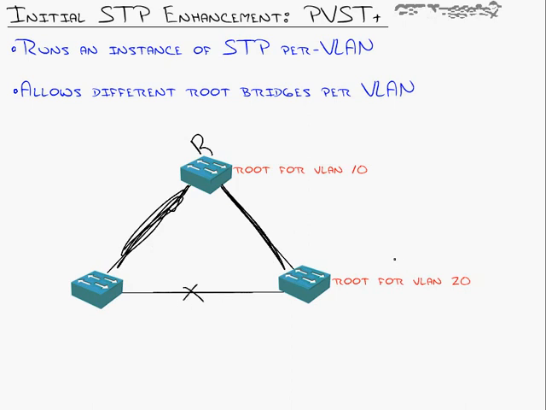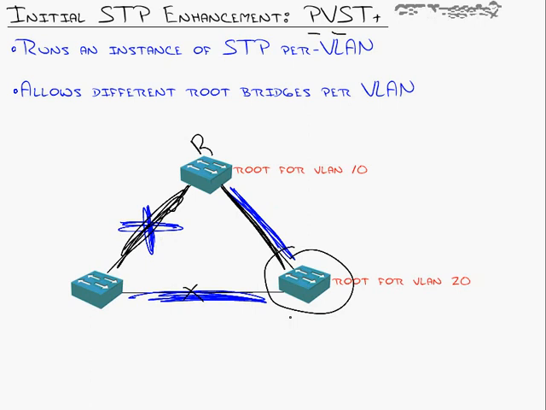But I could set a separate root, thus the per VLAN spanning tree, for other VLANs. So I could say the root for VLAN 20 is this switch right here, and if we did that, the new topology looks like this. These are the active ports for VLAN 20, and this one ends up becoming disabled.